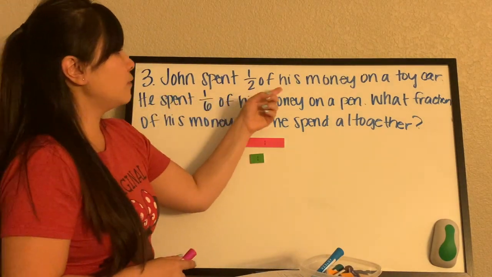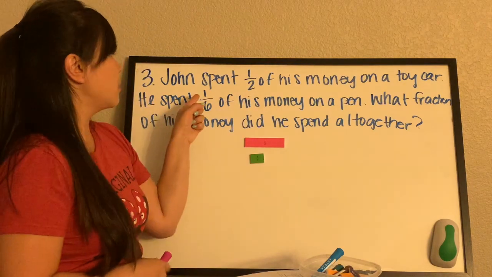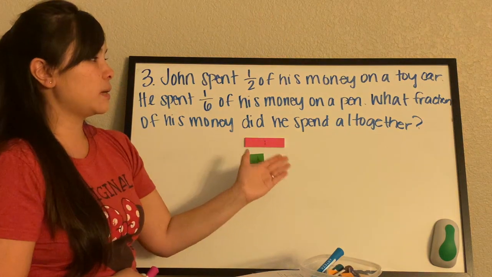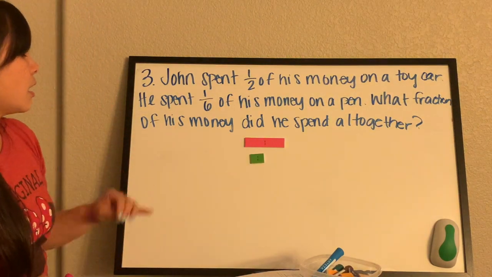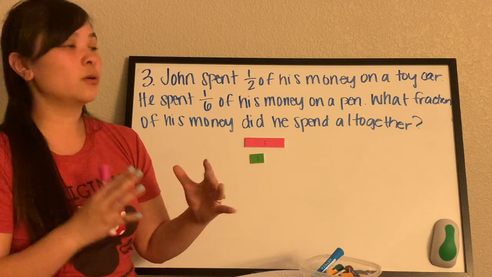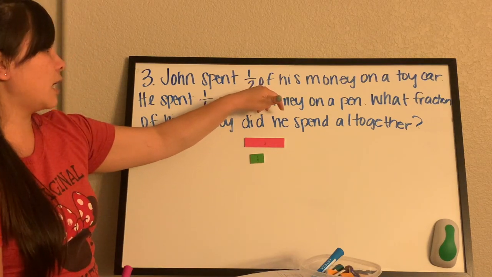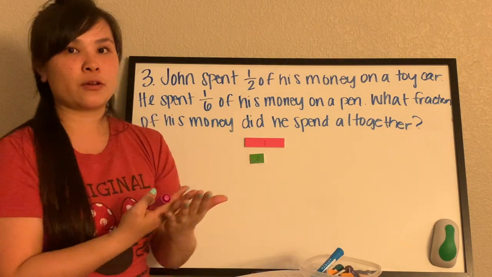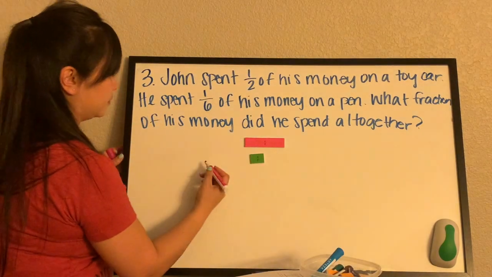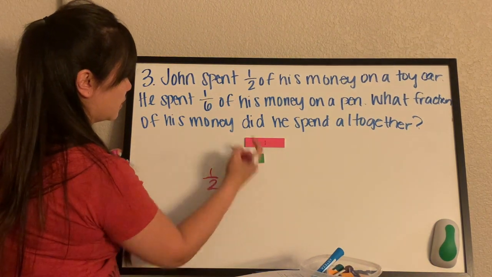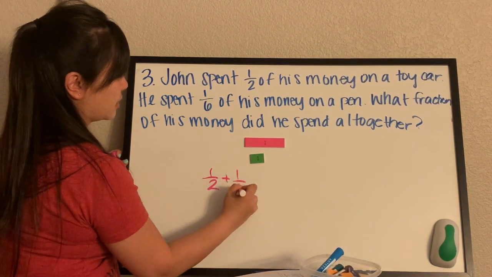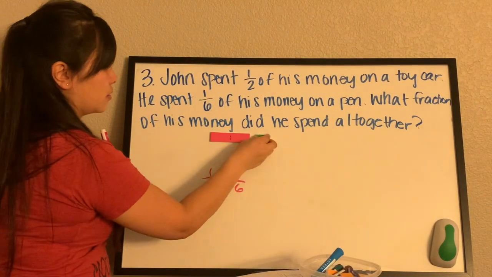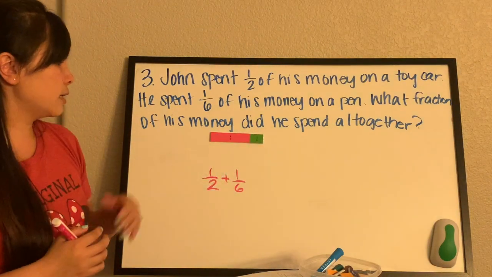John spent 1/2 of his money on a toy car. He spent 1/6 of his money on a pen. What fraction of his money did he spend altogether? So we're looking at how much did he spend altogether. So meaning you're going to add the 1/2 and the 1/6 to find out how much he spent altogether, right? So 1/2 plus 1/6, right? There's the 1/2 and the 1/6 right there. So how much did he spend altogether?